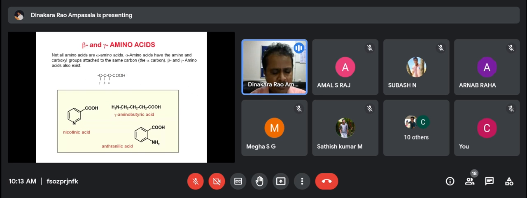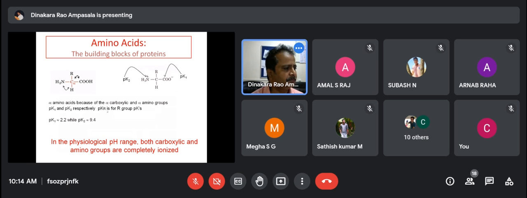So as we see, almost all amino acids in nature are alpha amino acids. Okay, some types of amino acids like beta and gamma amino acids you can also see inside the cell, like gamma aminobutyric acid, nicotinic acid and anthranilic acid, all related to beta and gamma amino acids. You can see the nature of the amino acid.